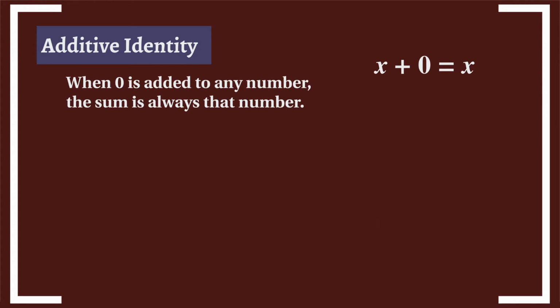Let's have an example. 9 plus 0 is 9. This is an example of additive identity, because the answer is the number itself when we added 0 to it. Moving forward, let's have the last property.